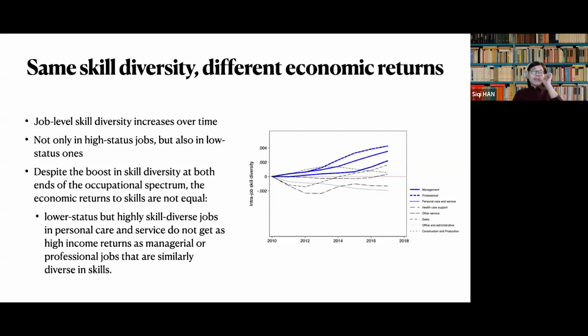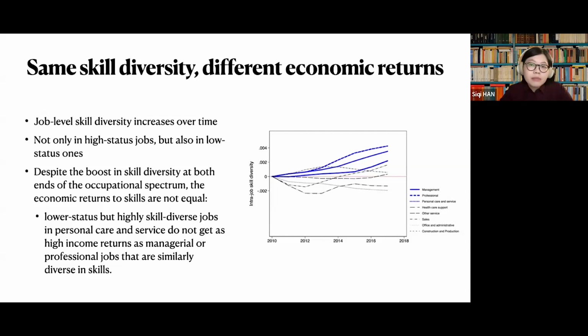So based on this common observation, we merge this data to American Community Survey, where we can gather earnings. And we see that lower status but highly skill diverse jobs in personal care and service do not have as high income returns as the similarly diverse jobs in the other higher status sectors. So this satisfies the storyline about job polarization. Although here we are capturing the effect in terms of skill diversity, not the other commonly examined type of job polarization.